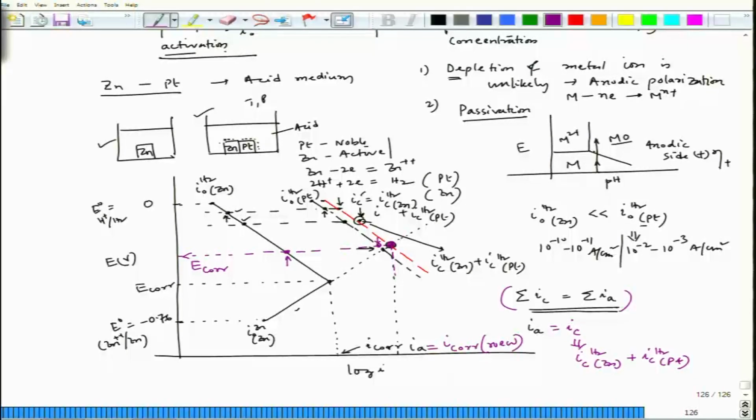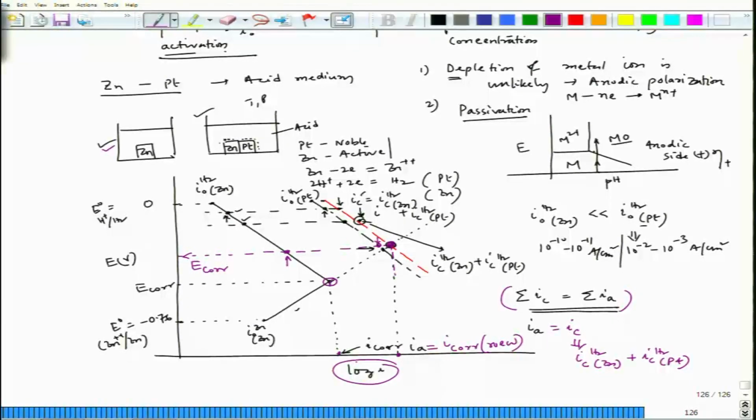Now when there was no connection between zinc and platinum, in this case I had this current density as the corrosion current density. But as we have connected to platinum, which is a noble component, I could see that the current density for the corrosion has gone up enormously, because you remember this is a log scale.